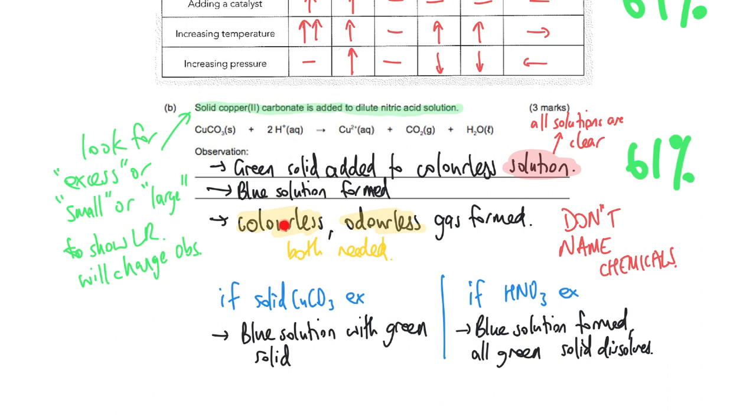You can't just say it's a colorless gas. You can't just say it's an odorless gas. You have to say both of them. So both are needed, right? Couple of things: don't name the chemicals. Once you've named the chemicals, you're not writing an observation, you're writing an inference.